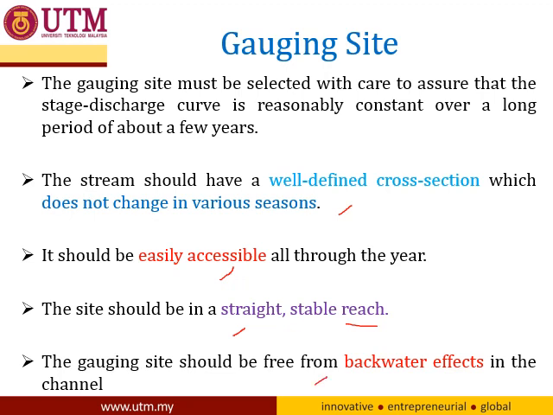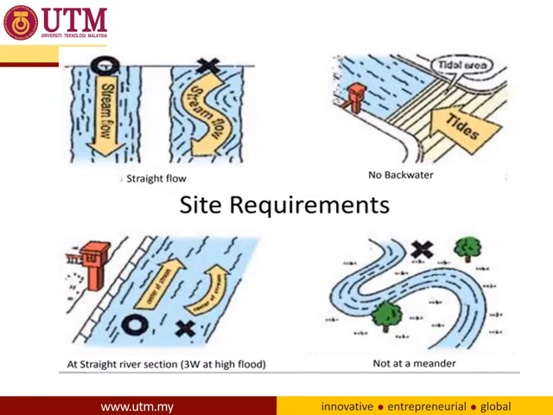So we don't want some other source of velocity, which we call backwater effects, due to some structure upstream, or the impact from other structures. We don't want that. So again, the stream flow should be straight flow, with no backwater, at a straight river section.